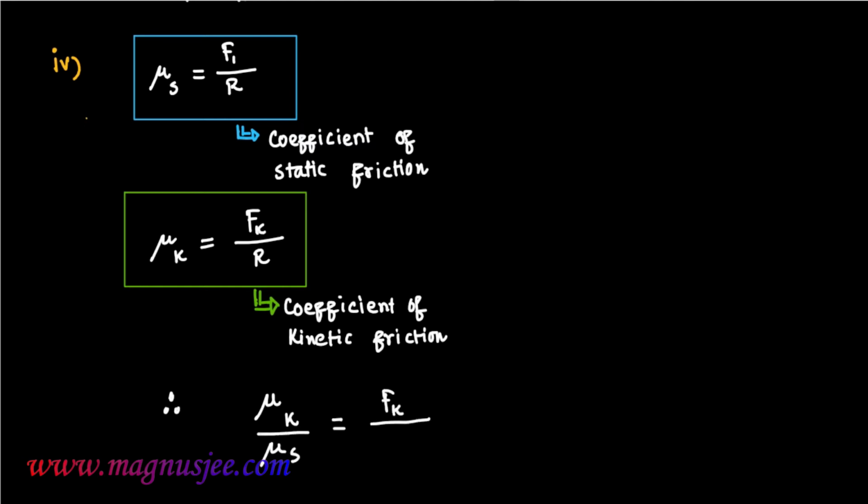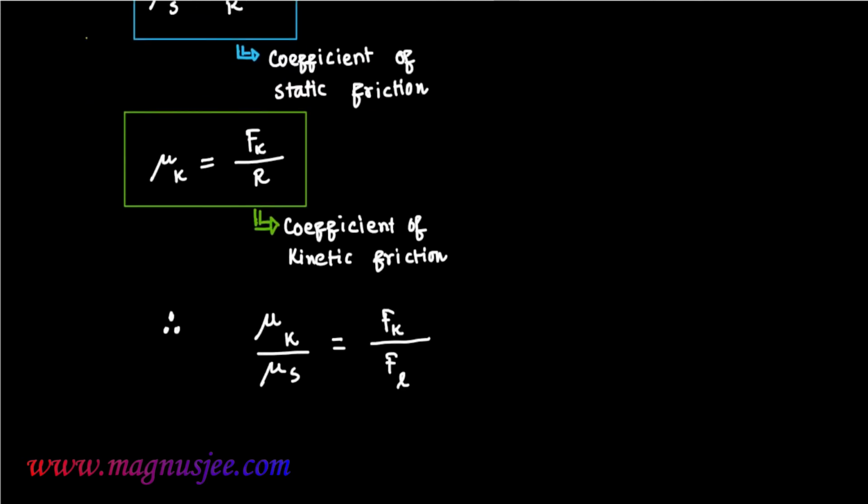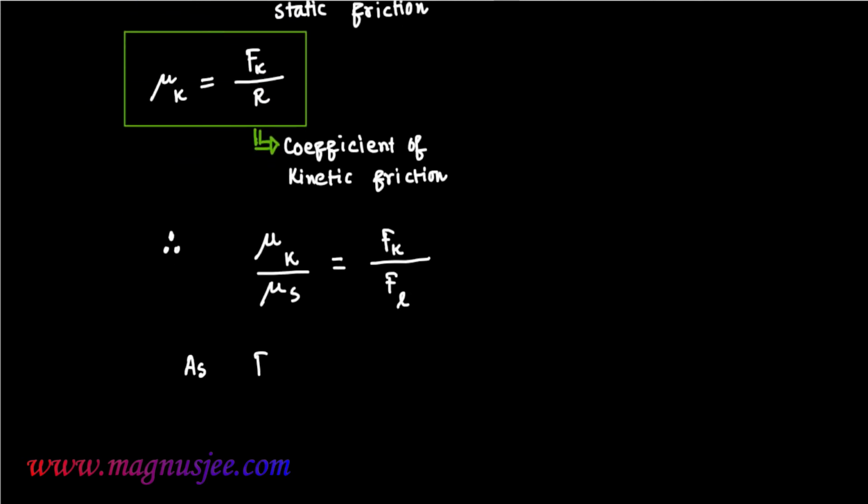If we divide μk by μs, we get Fk by FL. As Fk is less than FL, we can say that μk is less than μs. The coefficient of kinetic friction is less than the coefficient of static friction. μk is less than μs or μk is less than μL. μs can be denoted by μL also.